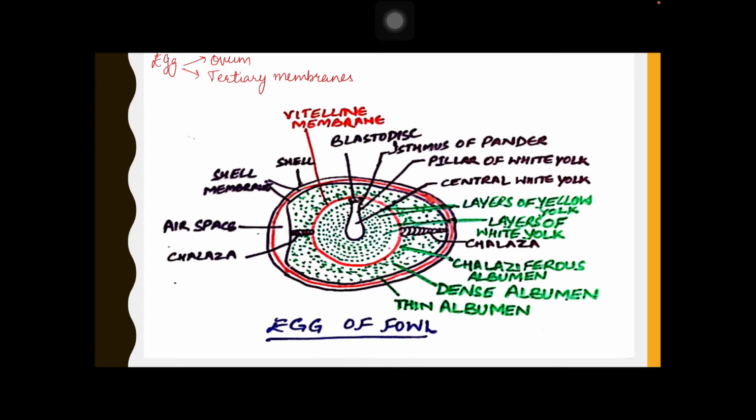As I told you, the ovum in fowl is polylecithal, that is, a large amount of yolk is present, and cytoplasm is present in a very small amount in the form of a disc at the animal pole, right? Here you can see this blastodisc that I have labeled. This very small disc-like area at the animal pole is called the blastodisc, and it has at its center a prominent nucleus called the germinal vesicle. This germinal vesicle will give rise to the embryo.